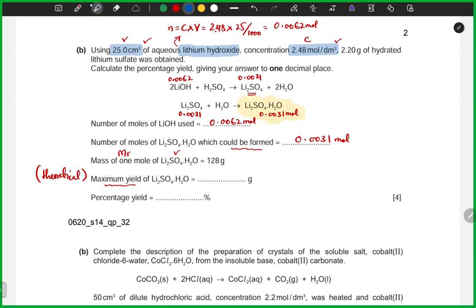So what I have is moles, so I can find mass. Mass is moles multiplied by the MR. The moles are already with me. That's 0.0031. And I'm going to multiply it by the MR of lithium sulfate, which is also given over here. That's 128. That's already provided. So let's do it on the calculator. 0.0031.